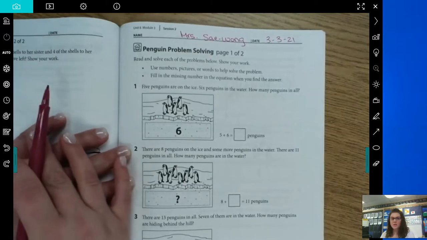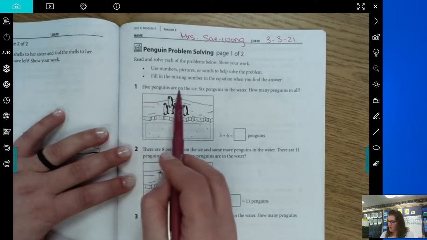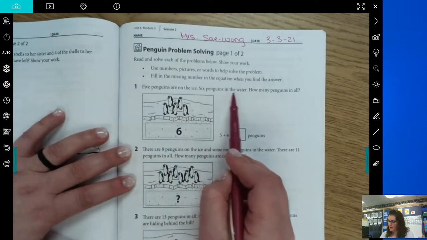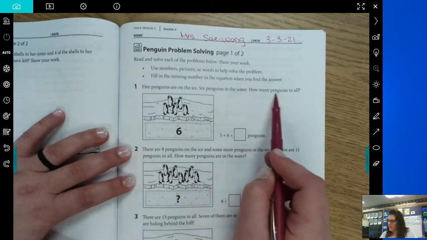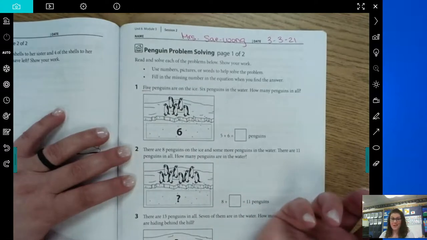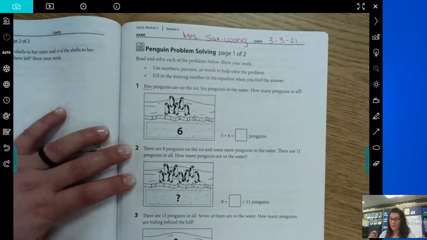Okay, so here's what it wants you to do. Number 1, it says 5 penguins are on the ice. 6 penguins are in the water. How many penguins in all? So let's start with our 5 penguins. I like to keep things nice and easy. You all are way more creative than Mrs. Sae-Wong, but I like easy.